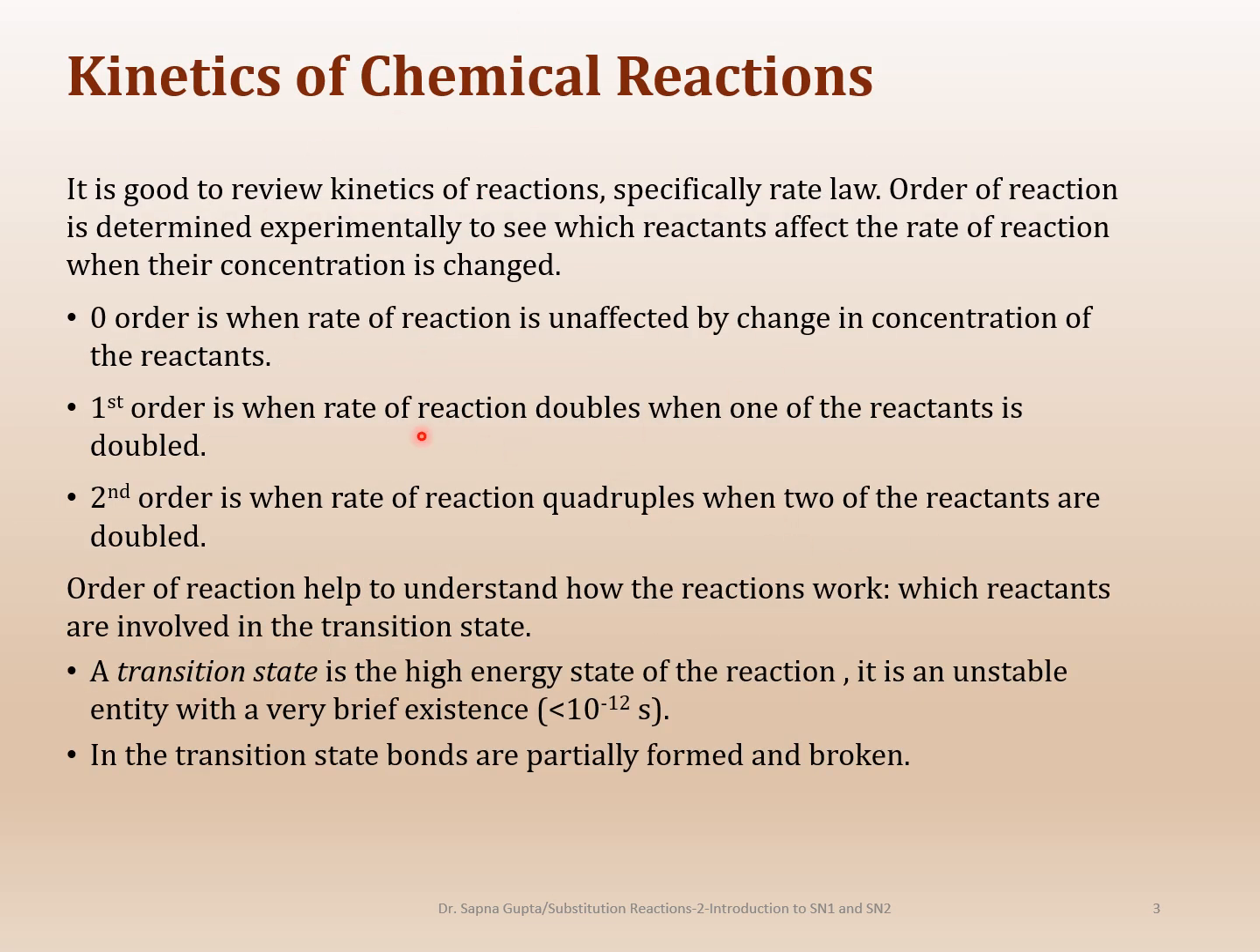This here, I just gave you a little bit of a review for the kinetics of chemical reactions. If you remember, zero order, first order, second order reactions all depend on how the concentration of the reactants will affect the rate of reaction, not the concentration of the product, but the reactant. So zero order is when the rate of reaction is unaffected by the concentration of the reactants. First order is when you double the concentration of reactant, then the rate also doubles. And here, if you double the concentration, then the rate is quadrupled.